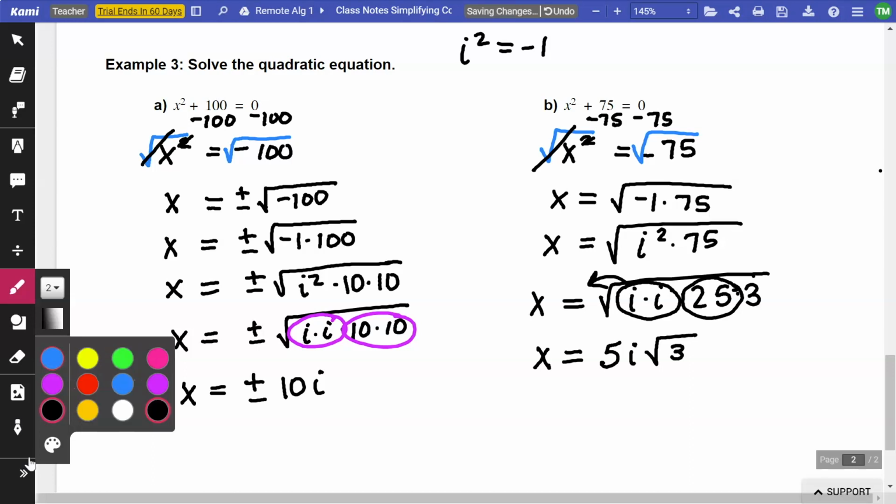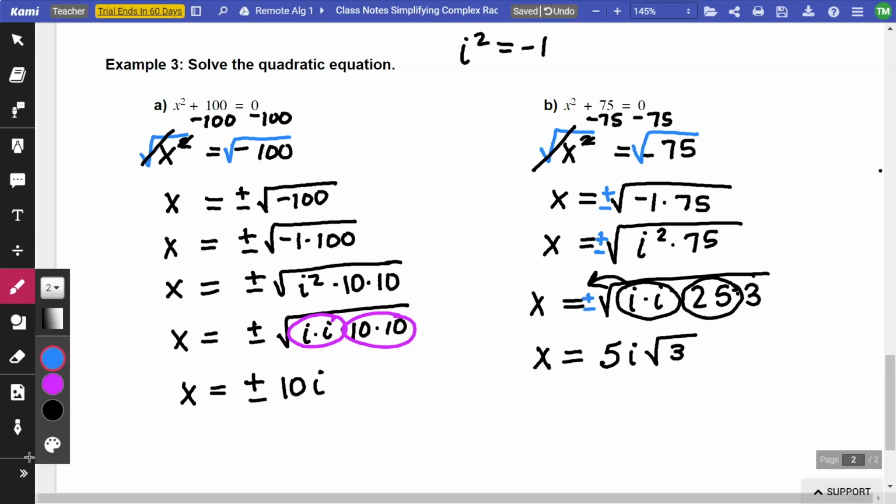Ooh, I forgot something here. When I square root both sides, how many answers should I have gotten? 2. How do I show those 2 answers? Plus or minus out in front of the radical. So I should have plus or minus 5i root 3.